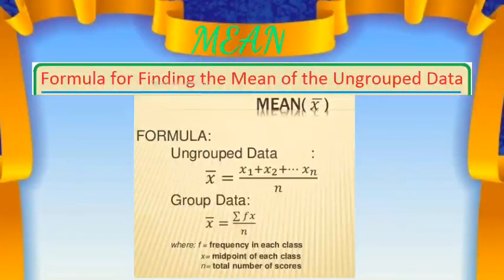Formula for finding the mean of the ungrouped data. Mean equals sum of the observations divided by the total number of observations. So we can denote it as x bar equal to sigma xi by n, where i is equal to the integers 1, 2, 3 and it goes on till n. Therefore, the formula for ungrouped data is x bar equal to x1 plus x2 and so on till xn divided by n, and for grouped data x bar is equal to summation fx by n, where f is equal to frequency in each class, x is equal to midpoint of each class and n equal to total number of scores.